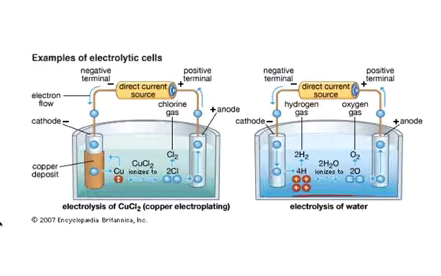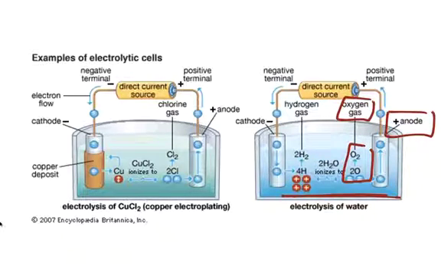Notice here we just have the electrolysis of water itself. If we electrolyze water at our anode, we'll get our negative ions, our oxygen ions coming together to make oxygen gas. At our cathode, we'll have our positive ions, our hydrogen ions coming together to make hydrogen gas. Okay, that's the electrolysis of water.